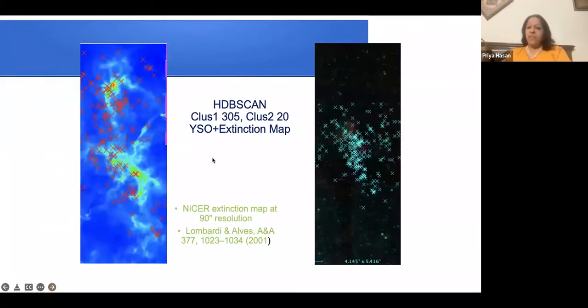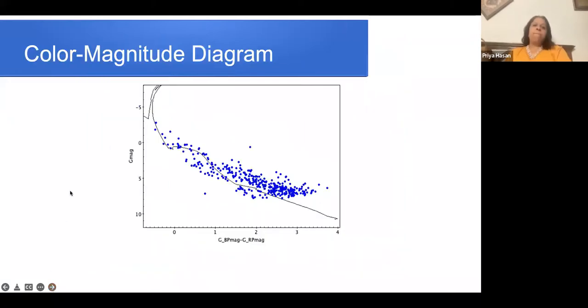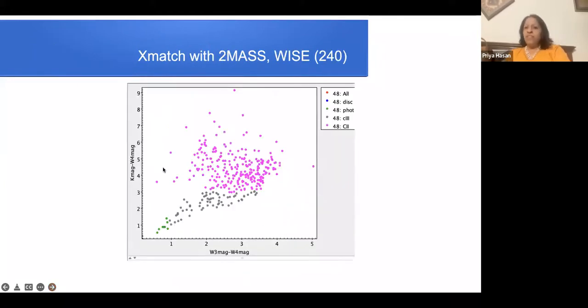So with HDBSCAN, for the two clusters, we plotted them on our extinction map. This is the nicer extinction map to trace the position of these stars and see their spatial distribution. We also plotted the cluster stars onto a color magnitude diagram, which is a nice clean color magnitude diagram, which you can see in this. And to take this further, we cross-matched it with 2MASS as well as with WISE. And here you can see, we put this in terms of WISE, with which we can categorize our Class 1, Class 2, as well as the Class 3 stars.